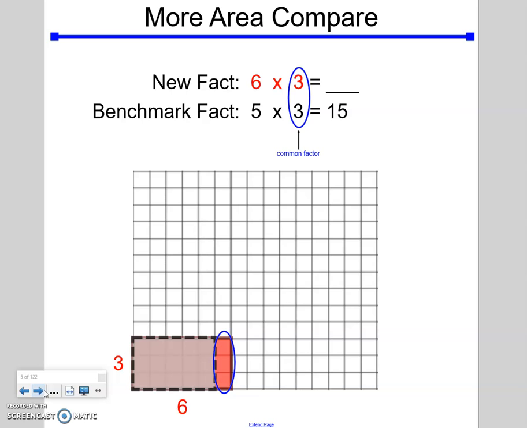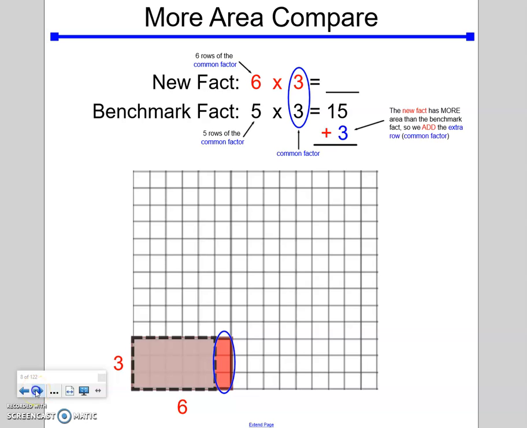And when I look at my area model, I notice that that same number, 3, is the number of squares in this extra row that 6 times 3 has. That makes sense because 6 times 3 means there are 6 rows of the common factor 3, and 5 times 3 means that there are 5 rows of the common factor 3. So of course, my new fact 6 times 3 has one more row of 3, one more row of the common factor.